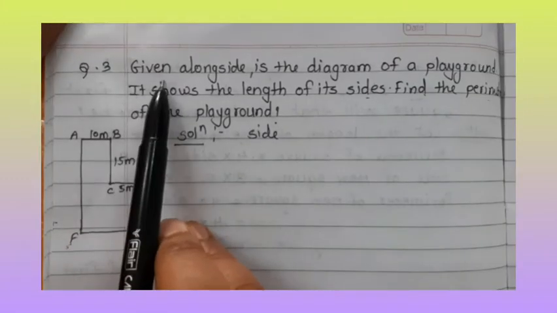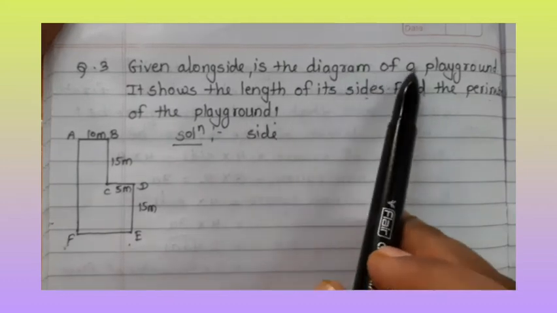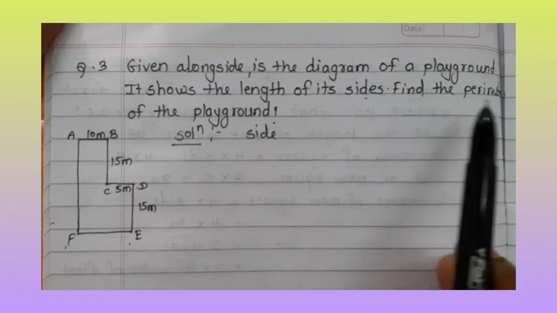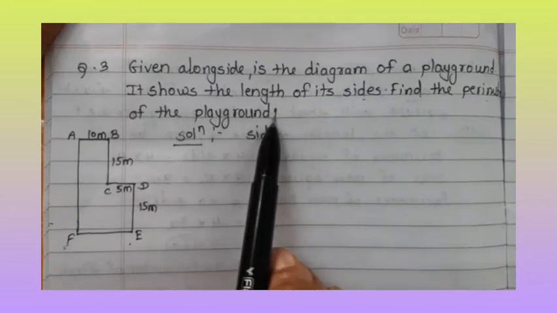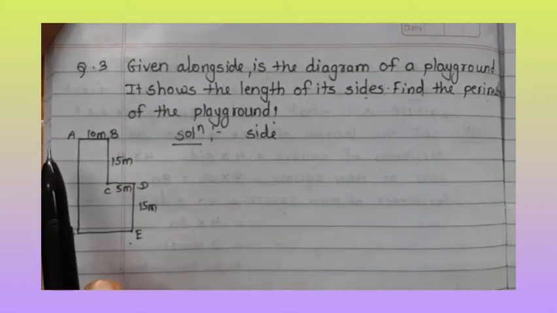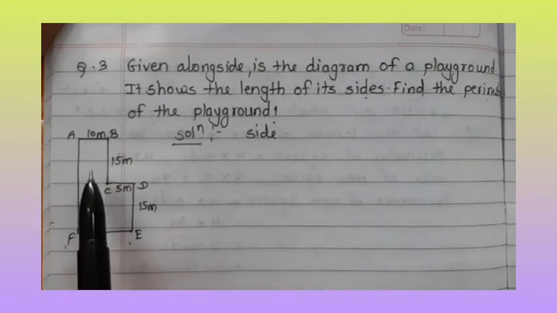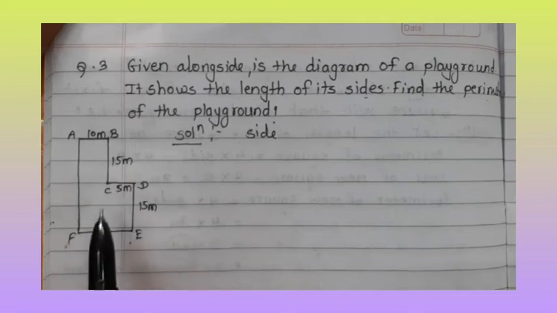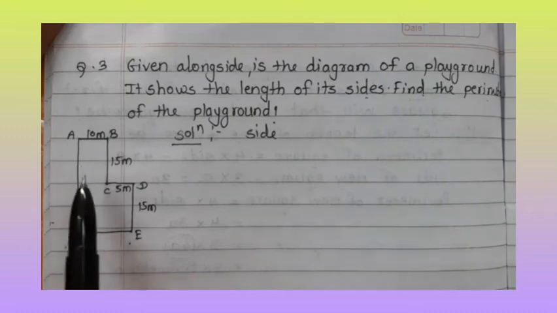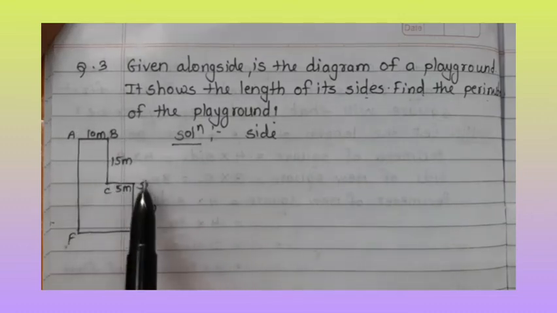Okay student. Question number 3. Given alongside is the diagram of a playground. It shows the length of each side. Find the perimeter of the playground. Okay, this is the playground. In the textbook they do not mention the labeling of the playground, so label the playground as A, B, C, D, E and F.